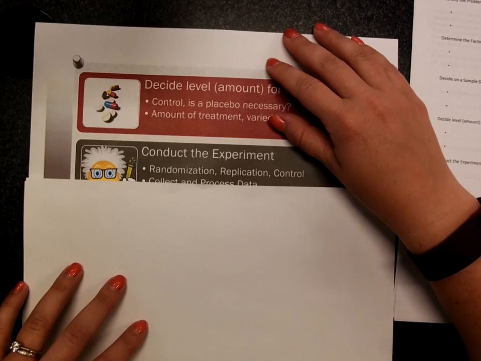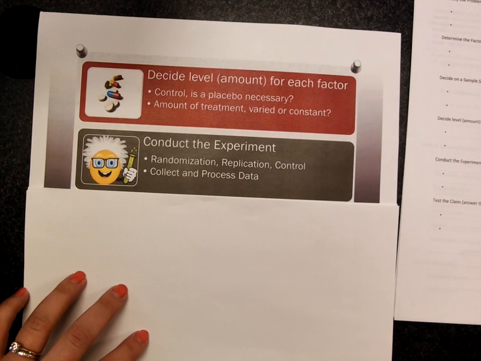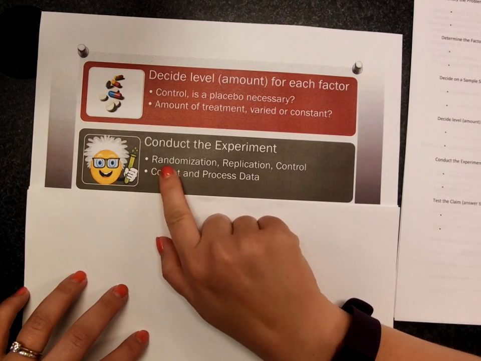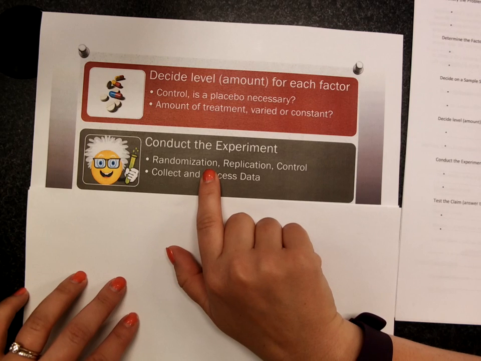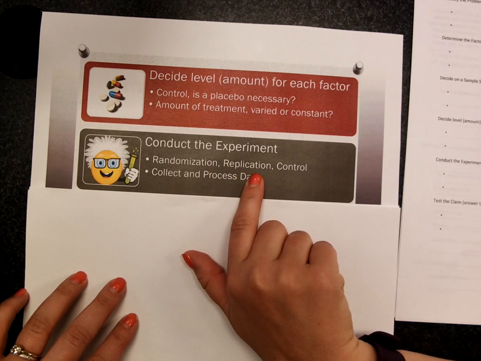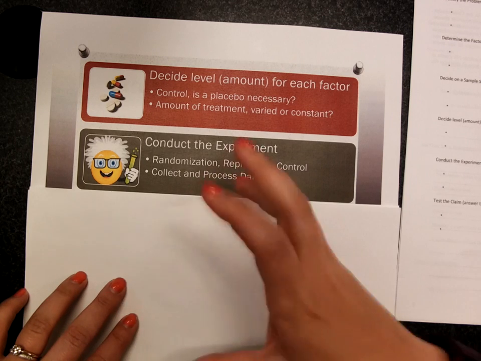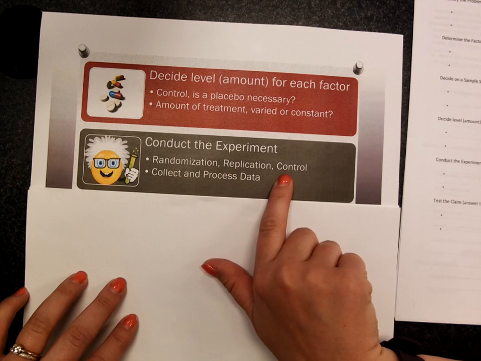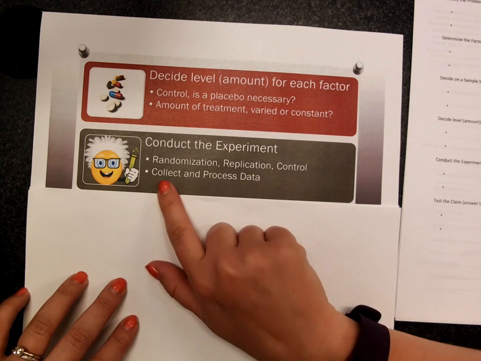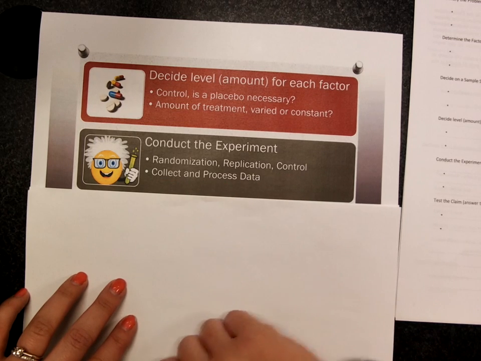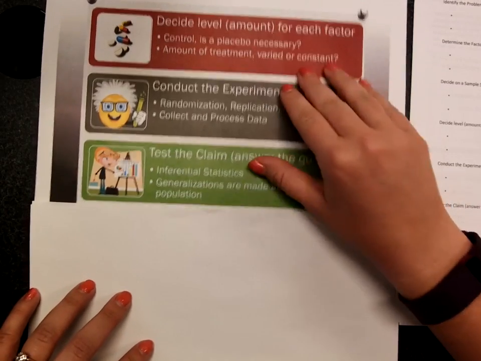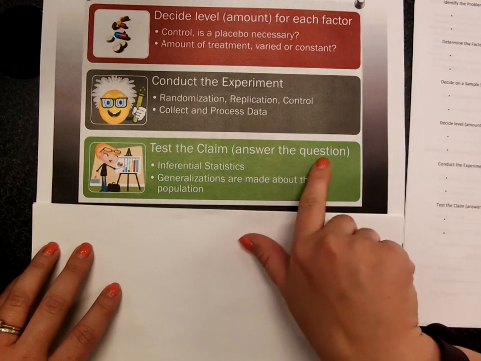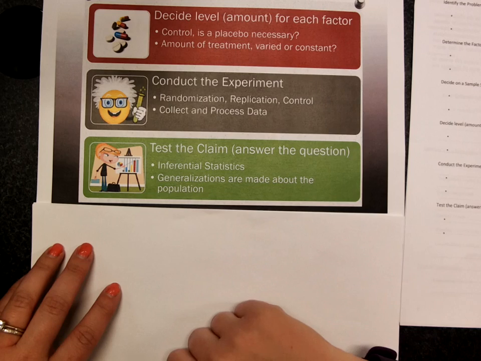And then you look into actually running the experiment, the fun part. You always need randomization to reduce bias, replication so that your results are more reliable. You want to do as many runs of it as you can afford, so lots of replication, and control as much as you can to make it a well-designed experiment. And then you collect and process your data. And then finally, you have your conclusions. You answer the question. You've tested your claim, and you can answer your questions now.